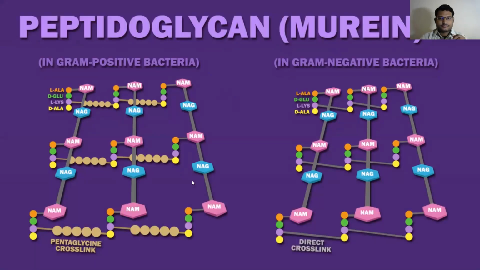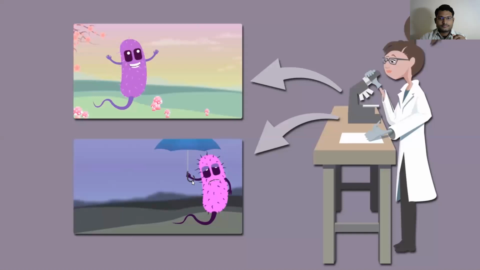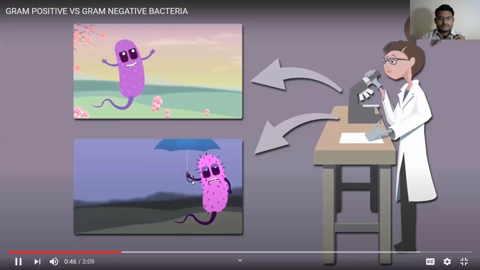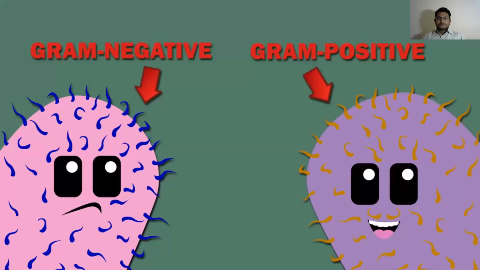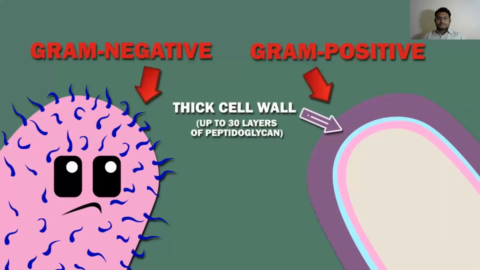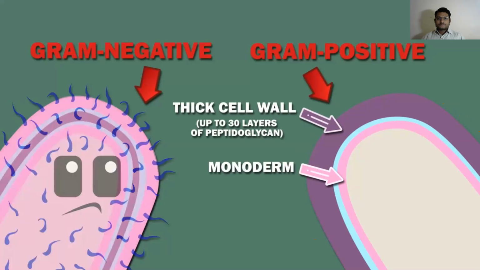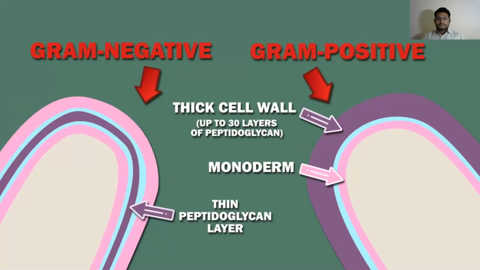Glycan is a polymer made up of sugars and amino acids which forms a kind of mesh. Bacteria can be classified based on their reaction to the gram stain, which identifies them as gram-positive or gram-negative, based on the chemical and physical properties of their cell walls. Gram-positive bacteria have a thick cell wall, which consists of up to around 30 layers of peptidoglycan. This cell wall surrounds a monoderm, which is a single plasma membrane. Gram-negative bacteria have a much thinner cell wall, consisting of a single layer of peptidoglycan. This layer of peptidoglycan is sandwiched between two lipid bilayer membranes called diderms.